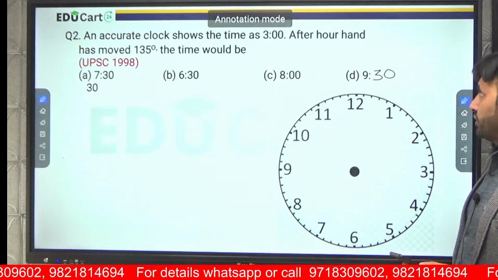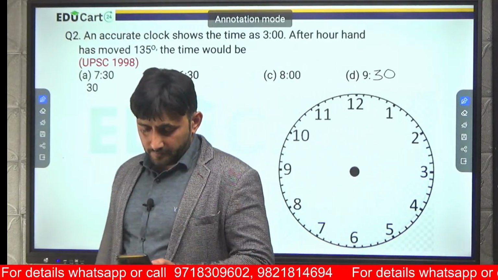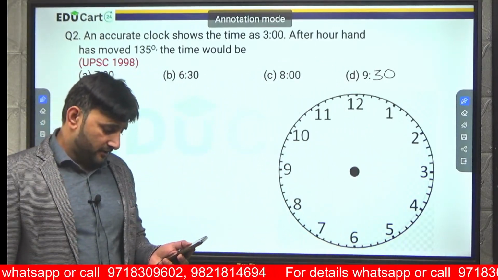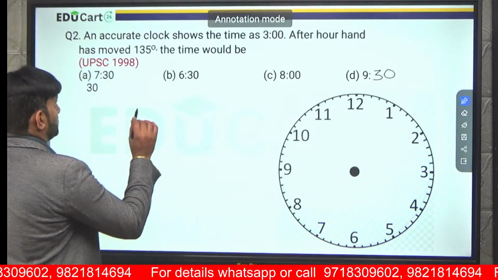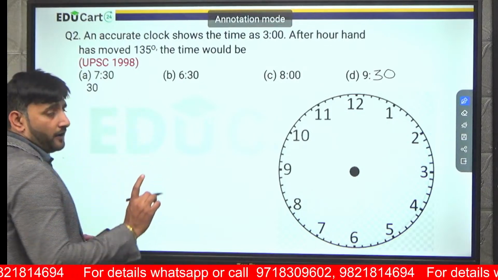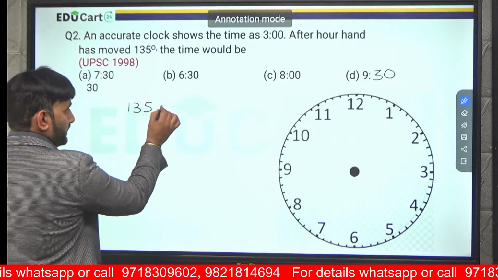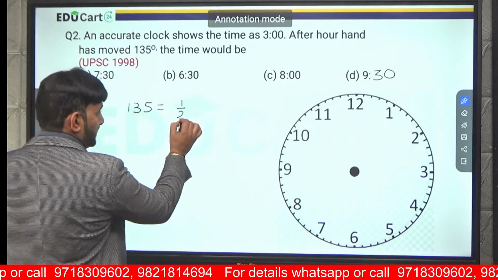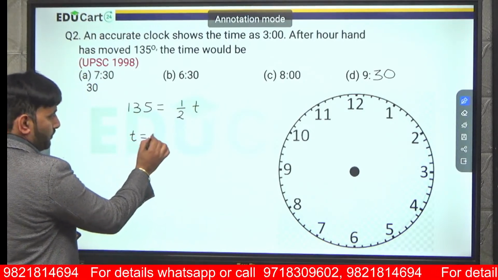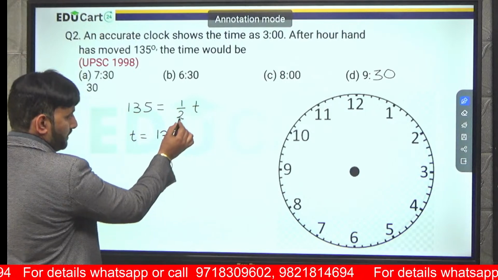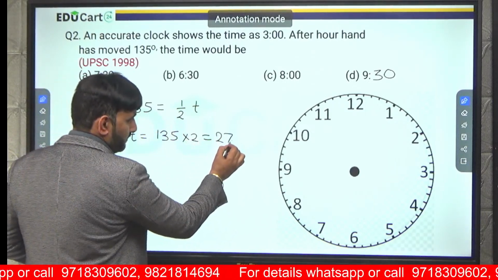An accurate clock shows 3 o'clock. After the hour hand has moved 135 degree, what would be the time? Yes, Sagar, Shreya. Correct answer, my dear. We know that the hour hand can move half degree per minute and it has moved 135 degree, and in t minutes it can move half t. So what is the value of t here? T will be equal to 135 into 2, that is equal to 270 minutes.